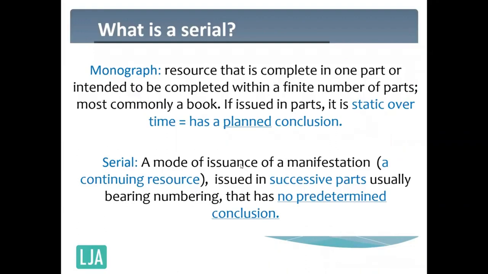This is what we think of as a book, but sometimes there are books that are issued in parts, but it's meant to be finite or have an end. On the other hand, a serial is one of those things that just keeps going and going and going, or is intended to go on and on. Serials are continuing resources. They fall into that category of material. They are issued in successive parts.